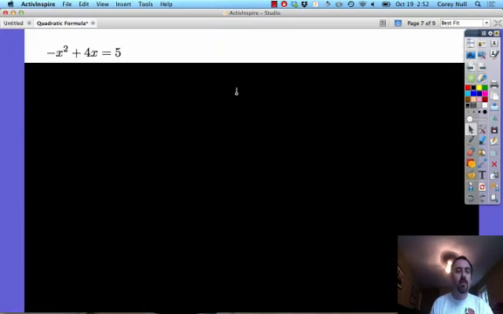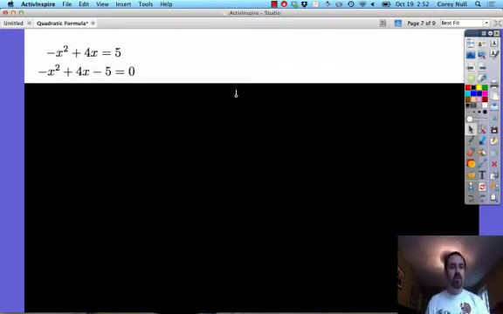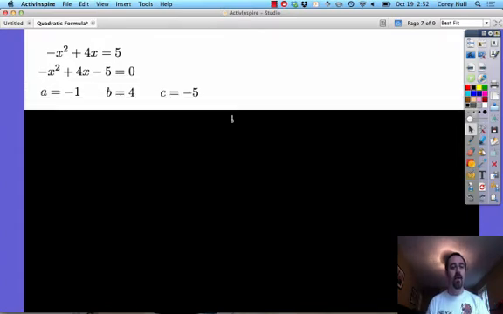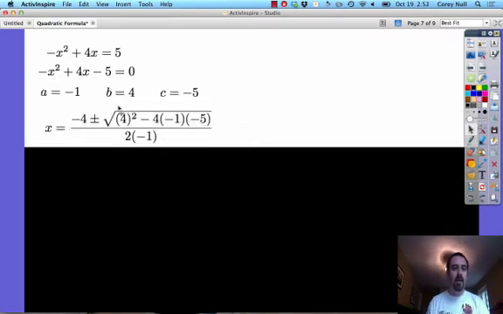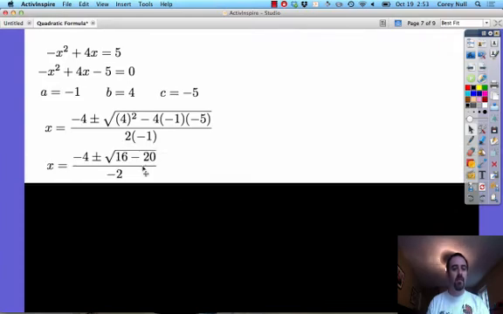Here's the last example. I want to solve this equation: negative x squared plus 4x equals 5. Okay, so I'm going to bring the 5 to the other side, so I get negative x squared plus 4x minus 5 equals 0. a is negative 1, b is 4, c is negative 5. Plug in: negative b plus or minus the square root of b squared minus 4 times a times c, all over 2 times a.